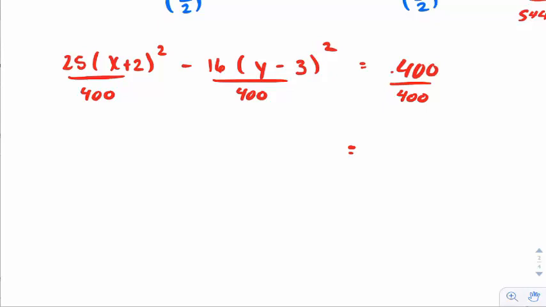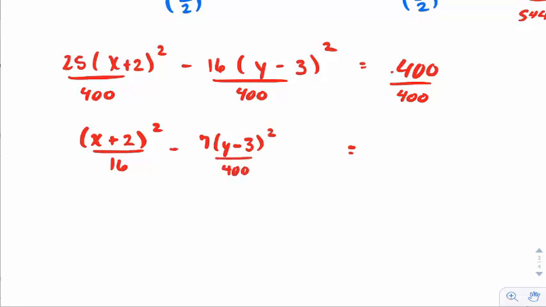So start off with 25 divided by 400, which is going to give me 1/16. So that's going to be (x plus 2) squared over 16 minus, and I'm going to go 16 divided by 400. And that's going to give me 7 over 200. So first off, when you get this, we can't have that. What we're going to need to do is do a little bit of math here, but I'll take care of that in just a second. So this is going to be equal to 1.